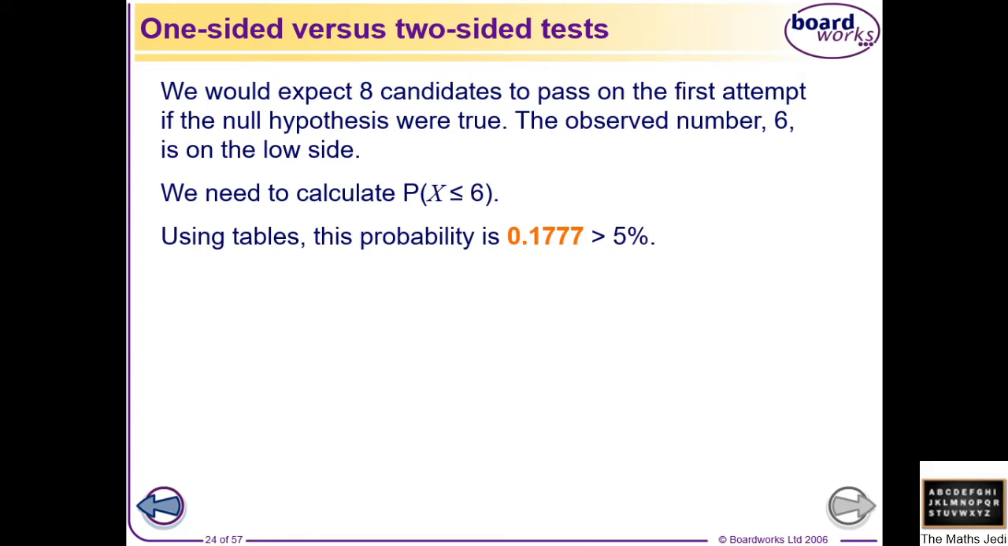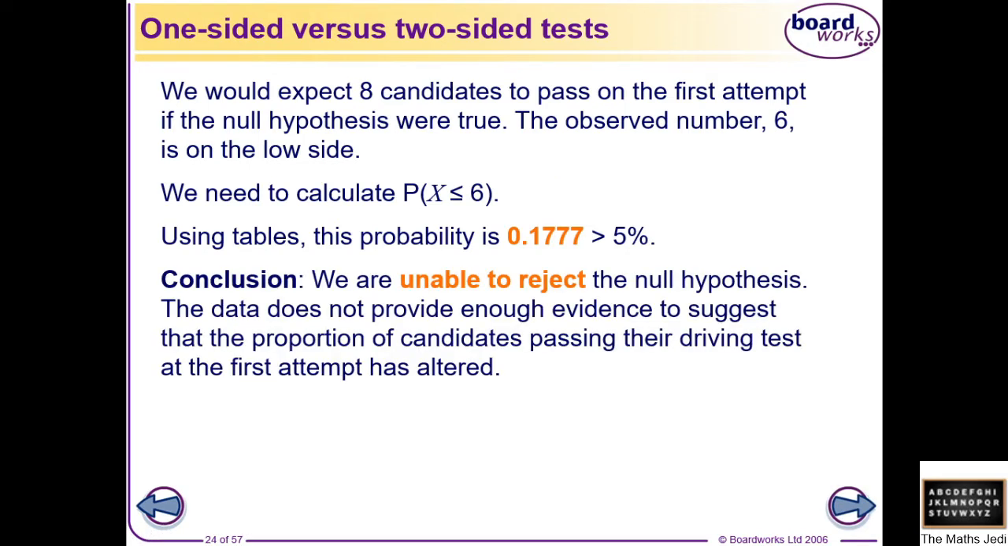and you'll get 0.1777. That's more than 5%. And so this time, as opposed to the last time, we're not rejecting the null hypothesis. We're just going to have to say that at this point, we haven't got enough evidence.